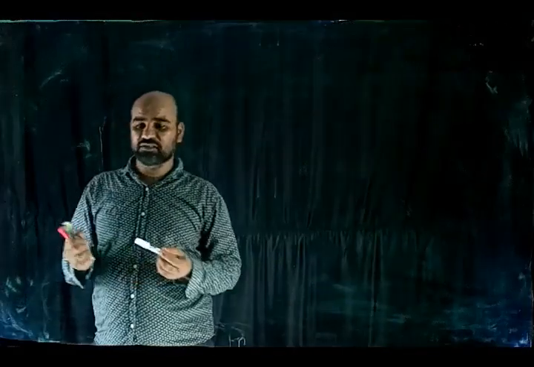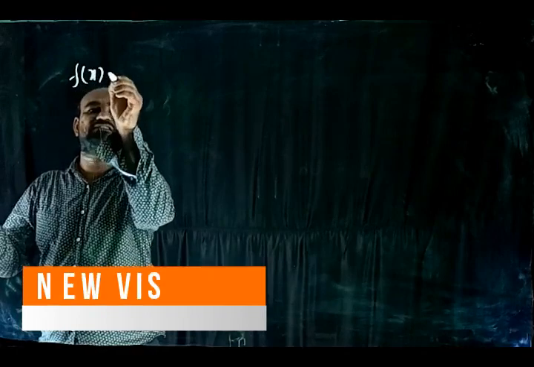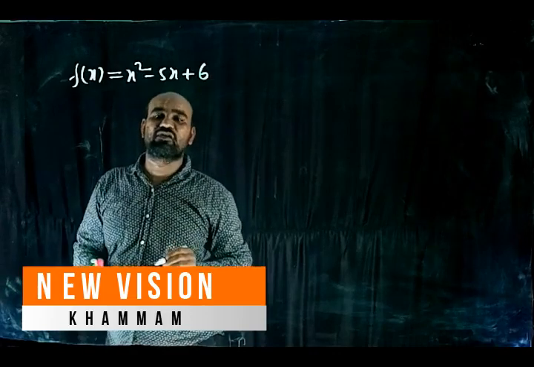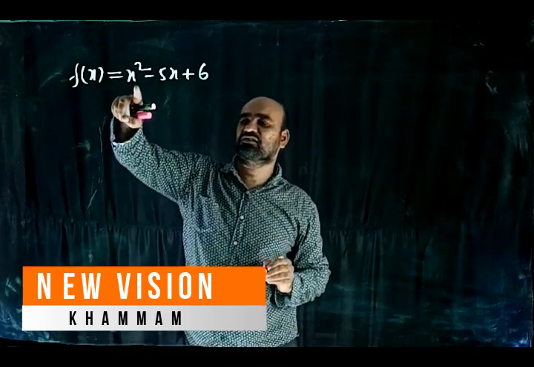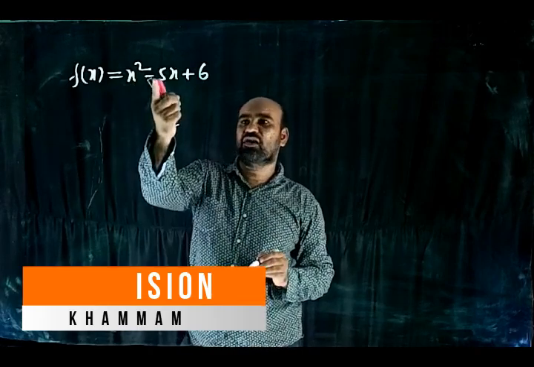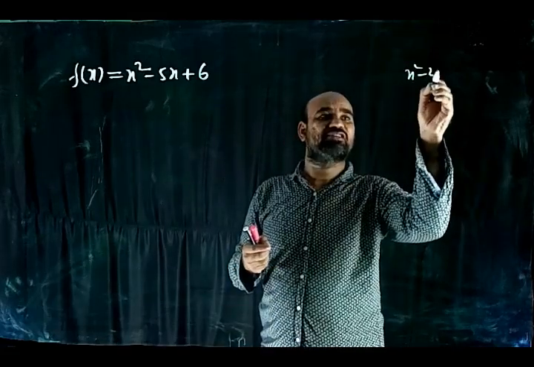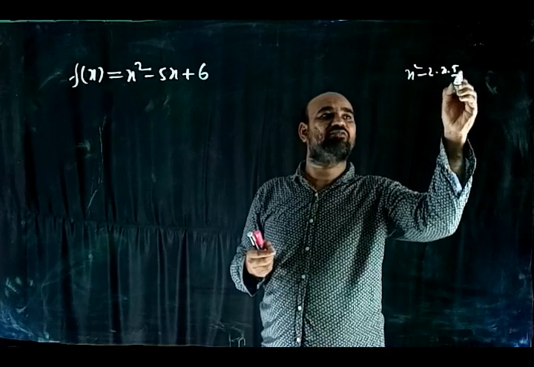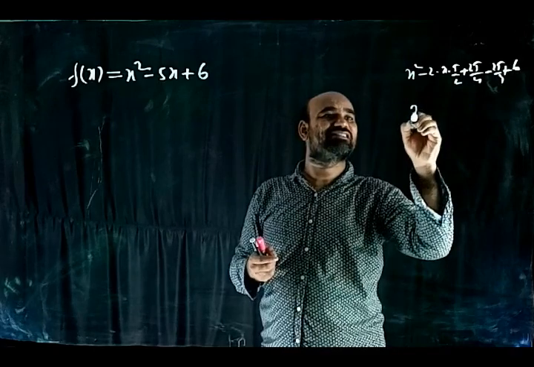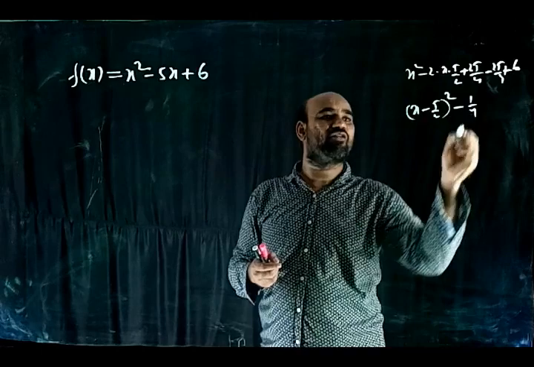Now I want to explain through one best example. f of x is given as x square minus 5x plus 6. We want to find in what interval this function is increasing and in what interval the function is decreasing. It's a simple quadratic expression. x square minus 5x plus 6 is x square minus 2 into x into 5 by 2 plus 25 by 4 minus 25 by 4 plus 6. This is x minus 5 by 2 whole square minus 1 by 4.